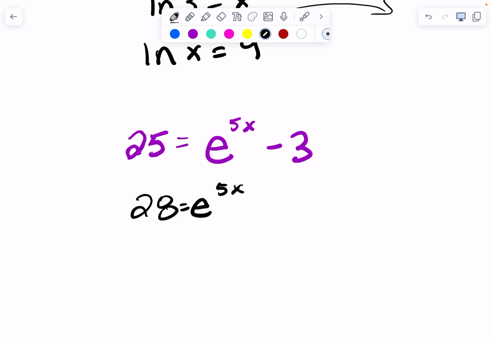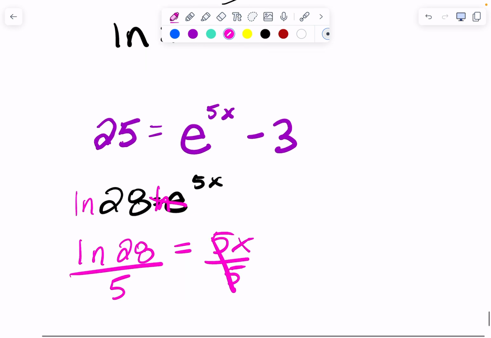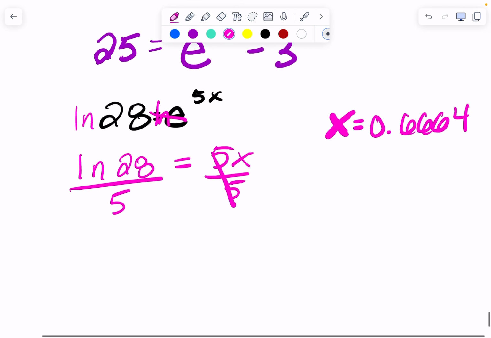You can ln both sides, because what do ln and e do? They cancel. So I have ln 28 equals 5x. And then, how do I get x by itself? Divide by 5. So ln of 28 divided by 5. That's it. x equals 0.6664, something like that. Okay.